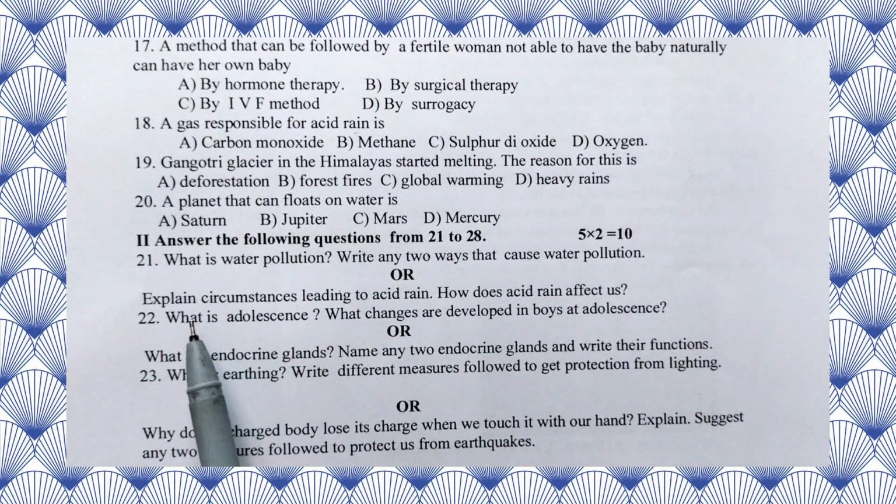What is adolescence? What changes are developed in boys at adolescence? There is also an internal choice question: what are endocrine glands? Name any two endocrine glands and write their functions. So now let us answer this question.